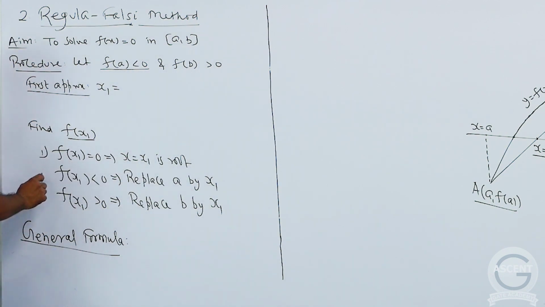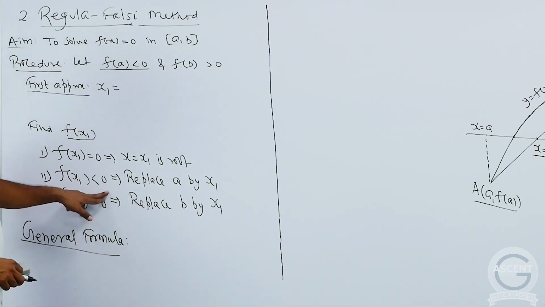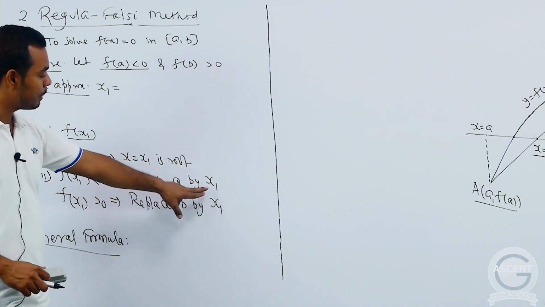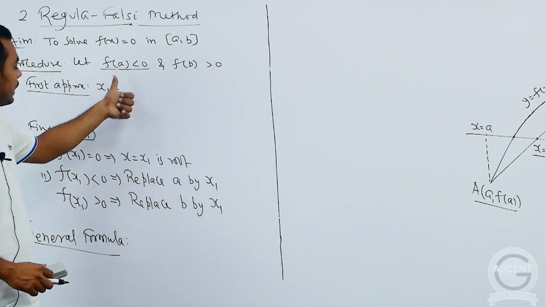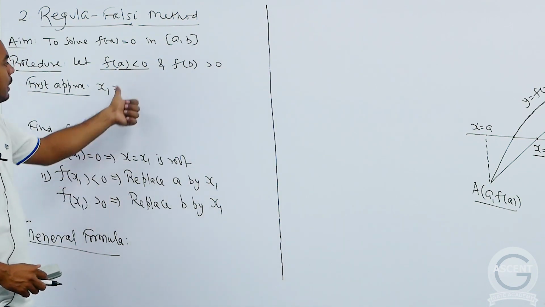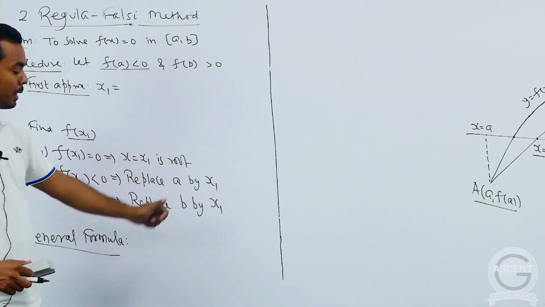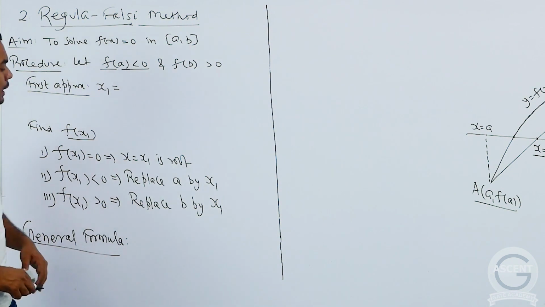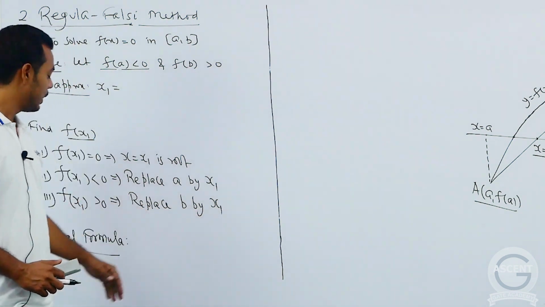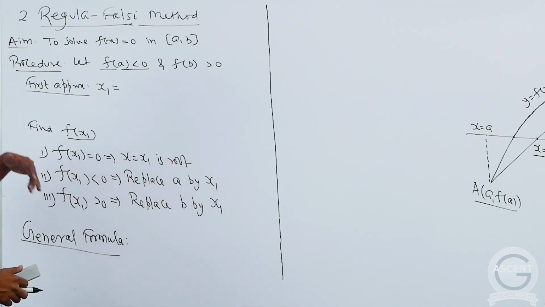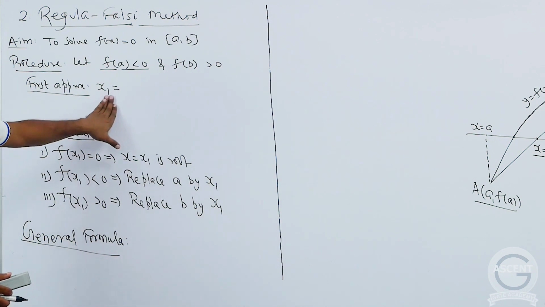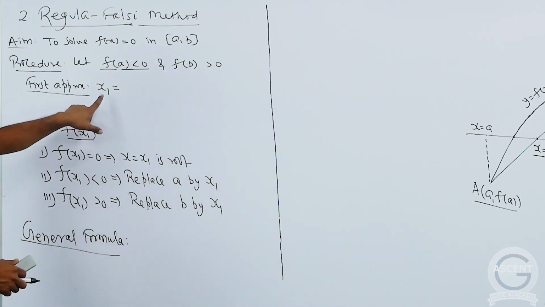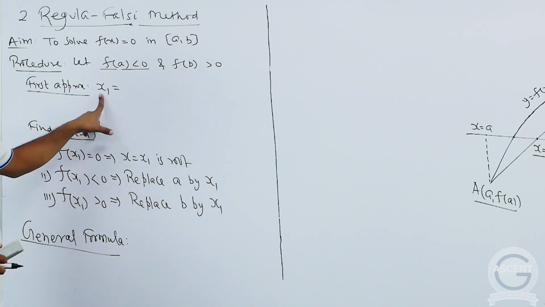The second possibility is f of x1 is negative. In that case we have to replace a by x1 because f of a was negative. Now if f of x1 is negative, then replace a by x1. And the third possibility is f of x1 is positive. In that case we have to replace b by x1. And then again, for the second approximation, we have to follow a similar approach. So first we are going to find out the formula for this x1.